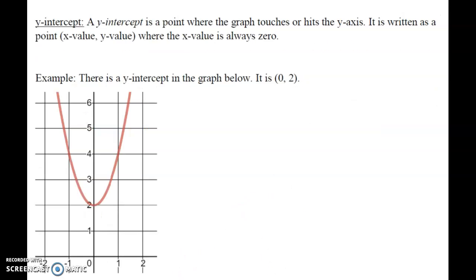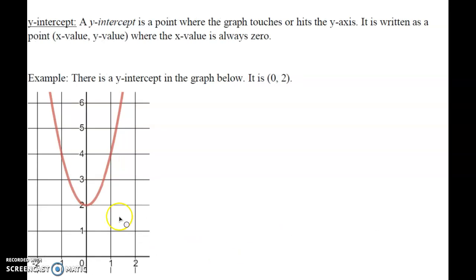We also have y-intercepts. A y-intercept is a point where the graph touches or hits the y-axis. It is written as a point, x value comma y value, where the x value is always 0. So unlike an x-intercept where the y value is always 0, in a y-intercept, the x value is always 0. In the example we have below, we have a y-intercept here on the y-axis, and it's at the point 0, 2.